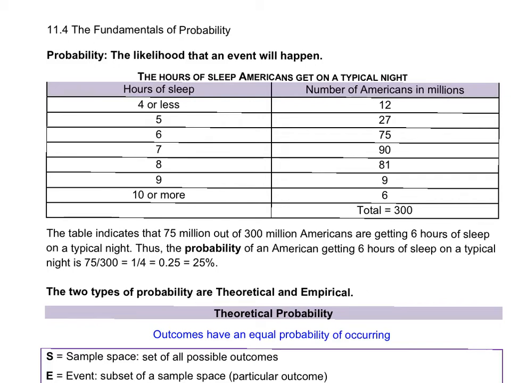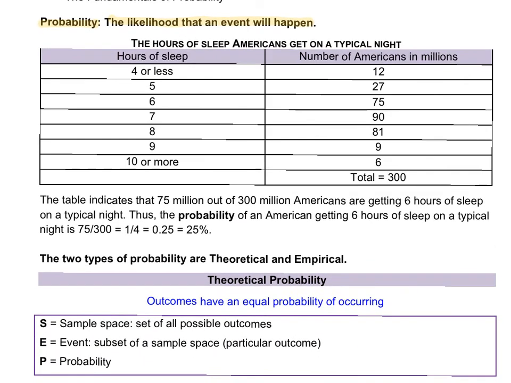In this section, 11.4, we're finally going to be talking about probability. When we say probability, what we're computing is the likelihood that an event will happen. In the table below, here's an example.